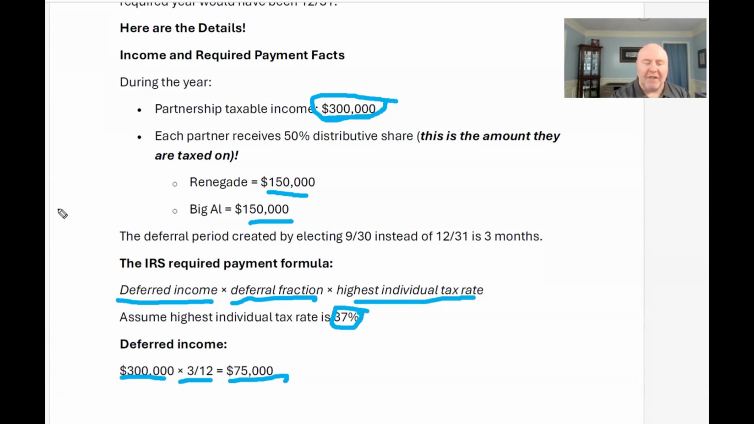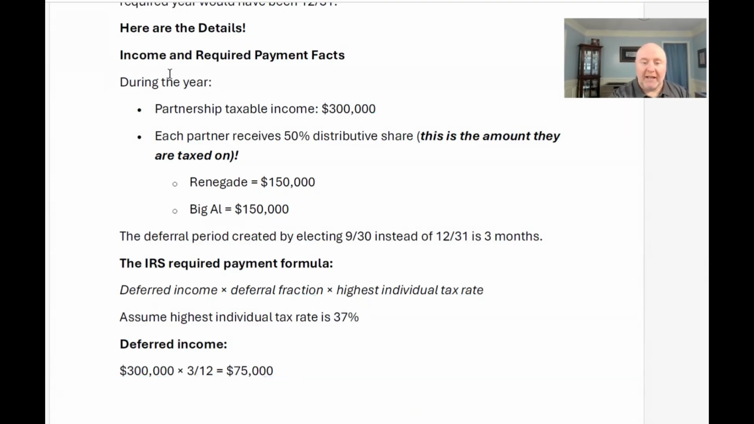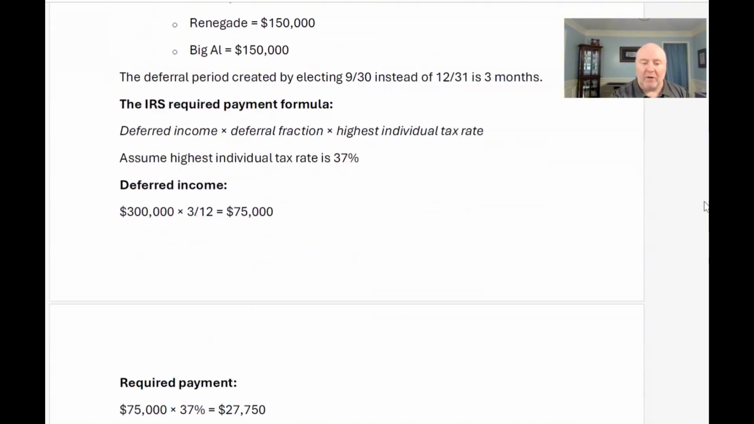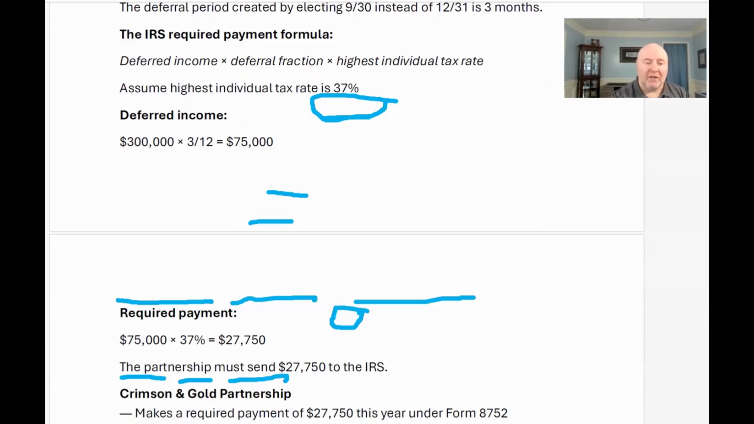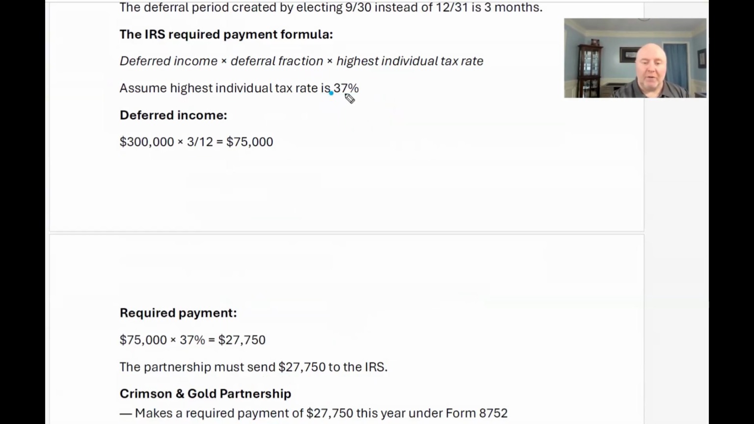All right, you see that? We're at $75,000. Well, what we have to now do is we have to worry about the tax rate, right? So we go $75,000 times where we said our highest individual tax rate was 37%. Okay. We said it was 37%. So we're taking that 37% and we're bringing it all the way down here. Okay. And the $75,000 came from our deferral of 3 months.